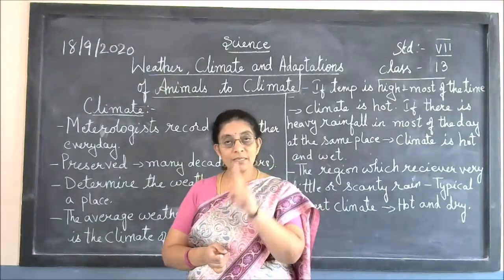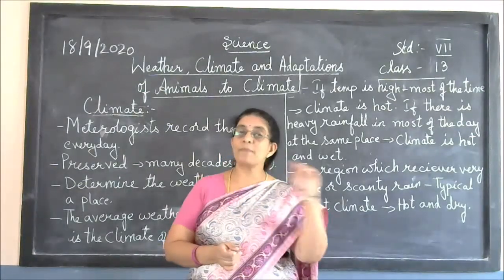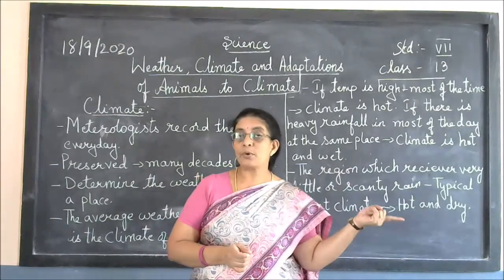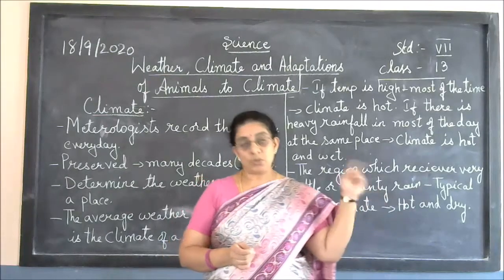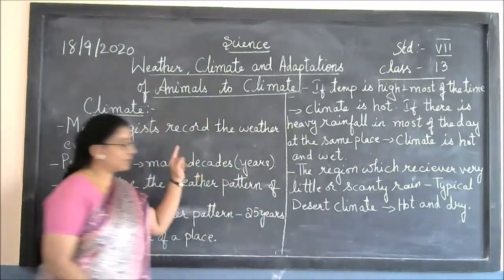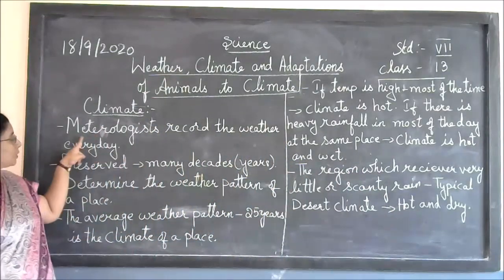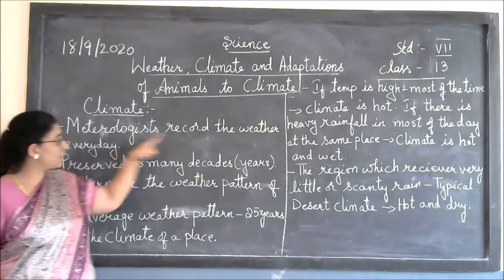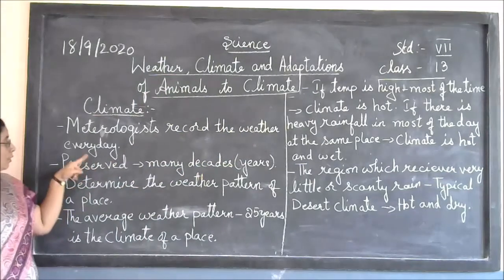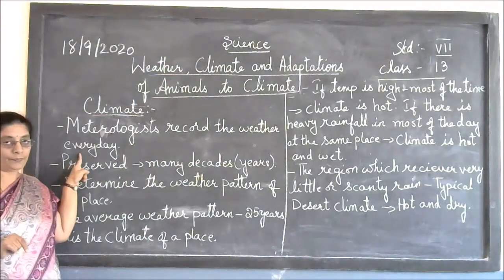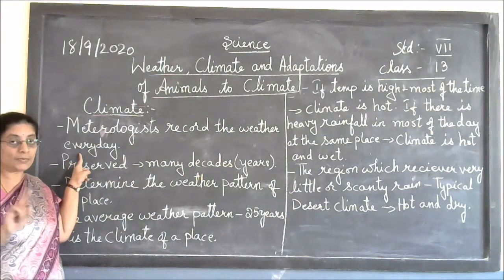So the climate can be decided only based on the weather reports which are prepared by the meteorologists. Okay, so now you can see what is the meaning of climate. The meteorologists record the weather every day, so that is day to day it keeps changing.